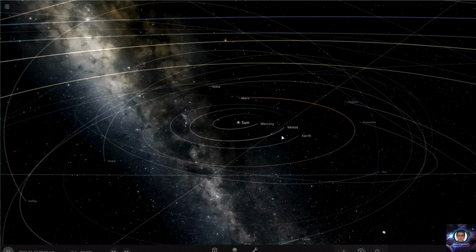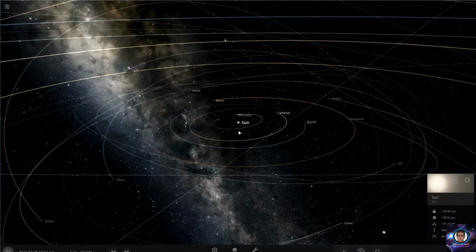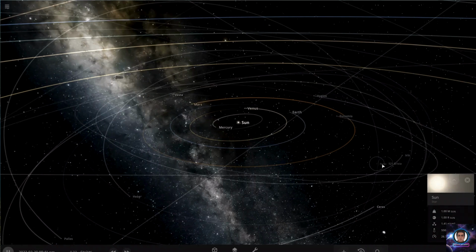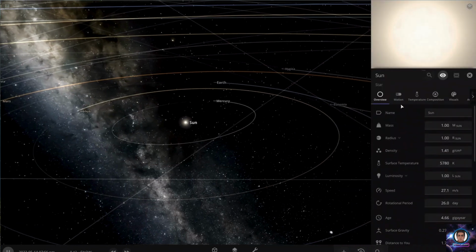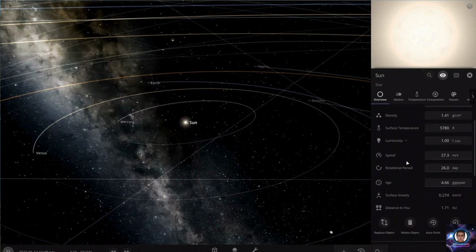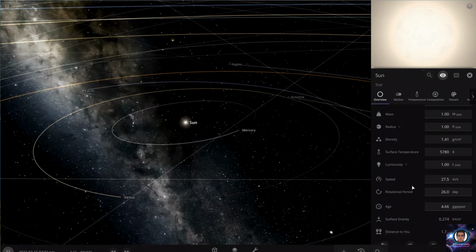Good afternoon. Today is our third session introducing and making a tutorial for Universe Sandbox. In the last two sessions, we just worked with some parameters of the sun, changed them and saw the results. So now I'm going to continue and introduce you to the other parameters.